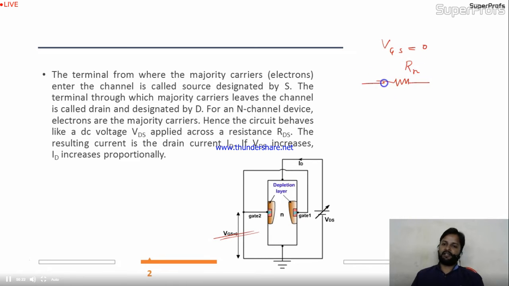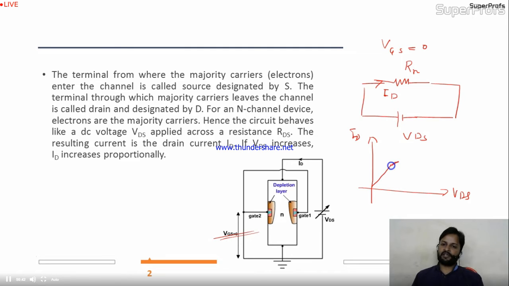Let's take it as Rn. To this Rn, you apply this VDS. Because of this VDS, you have current in the circuit, and that is ID. So this is kind of ohmic region, right? As you increase your VDS, your current increases. So this is the ohmic region. This is Ohm's characteristic, voltage and current. At some point it is ohmic, or I can say this is the resistive region, but at some point, that is VP, the current will become saturated.